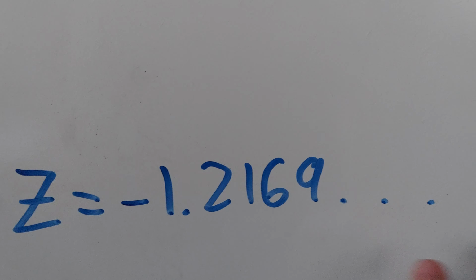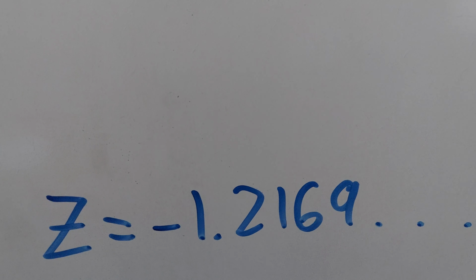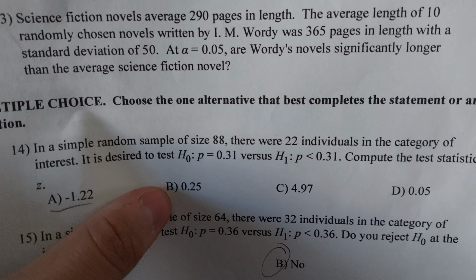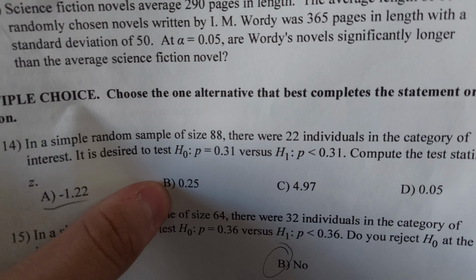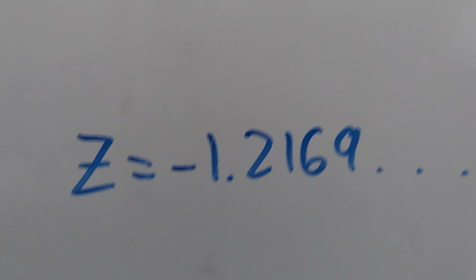1.2169, and so on. I believe in the homework, we have a whole number in 2 decimal places. So we're going to do that to our answer. We're going to round it, and we're going to get z equals negative 1.22. And that is A, our answer. And here's the work all done in one single picture.